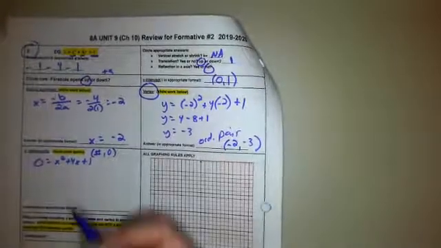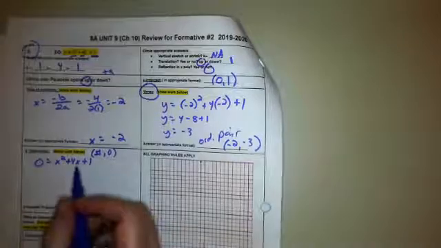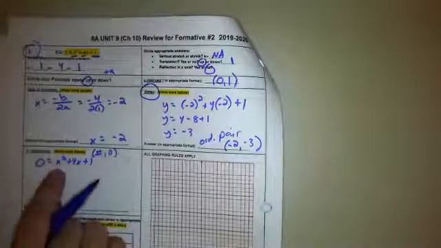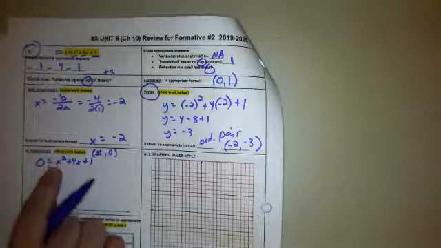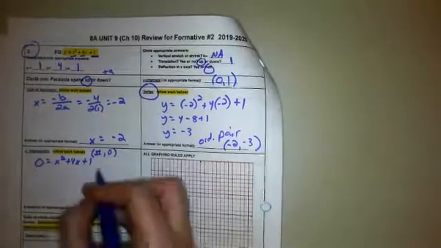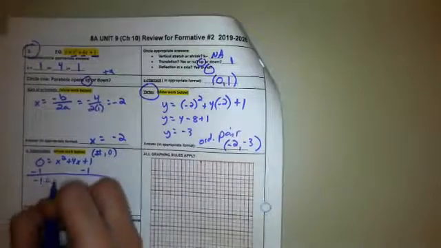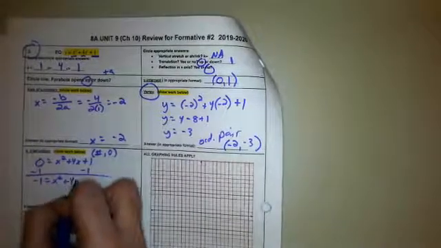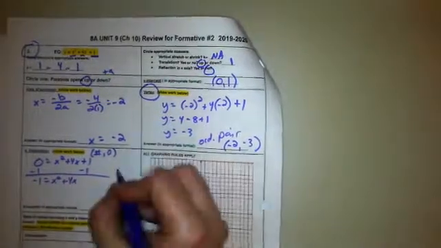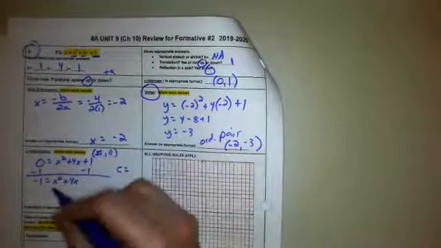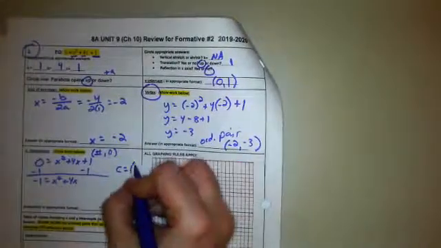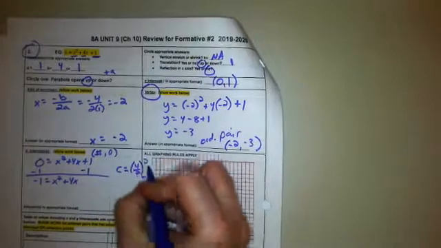So let's refresh our memories on completing the square. Your a has to be a coefficient of 1, which it is. We're going to get our c over on the other side. So we have negative 1 equals x squared plus 4x. We need to get our new c value. Our c equals our b, which is 4, divided by 2, and we square it. That's 2 squared, or 4.